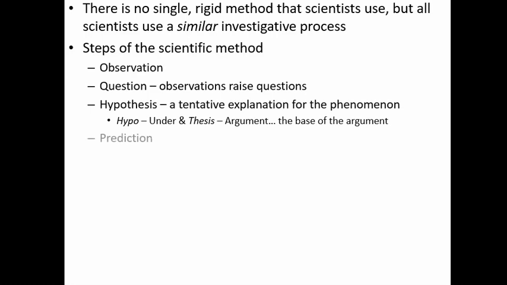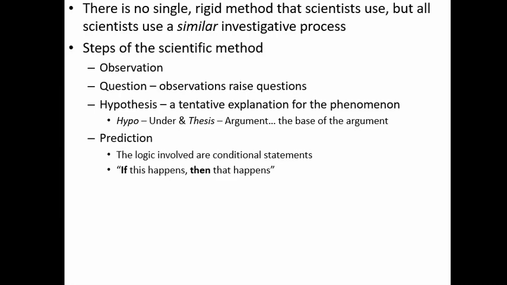Then we make predictions based on our hypothesis. We apply it to an experimental situation. The logic involved in a prediction can be expressed as a conditional statement. We say, if this happens, then that will happen. The hypothesis is stated as if-then statements to determine scientific truth, to determine what parts of the world cause certain effects in other parts of the world.